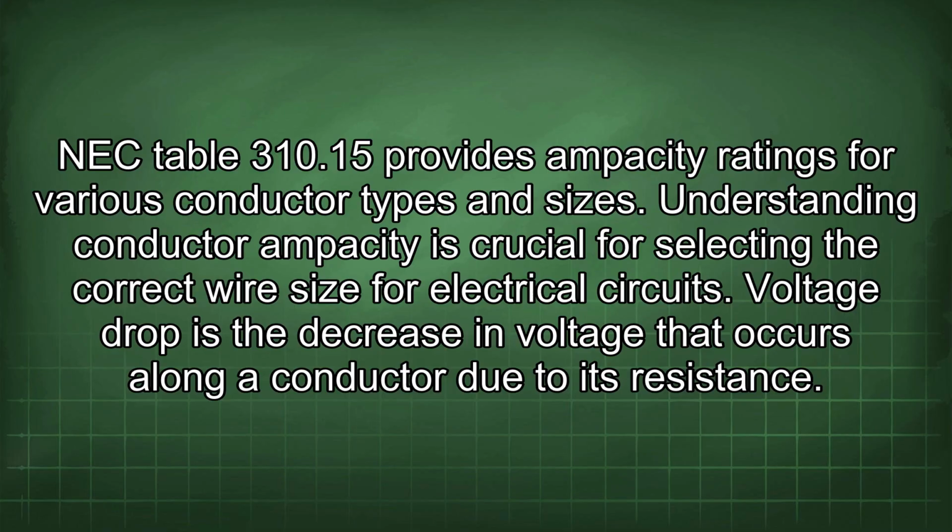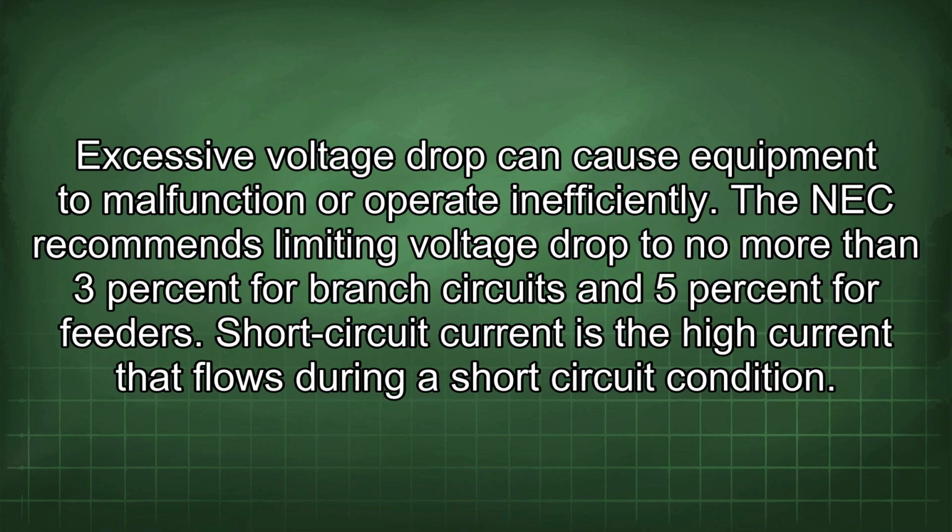Voltage drop is the decrease in voltage that occurs along a conductor due to its resistance. Excessive voltage drop can cause equipment to malfunction or operate inefficiently. The NEC recommends limiting voltage drop to no more than 3% for branch circuits and 5% for feeders.